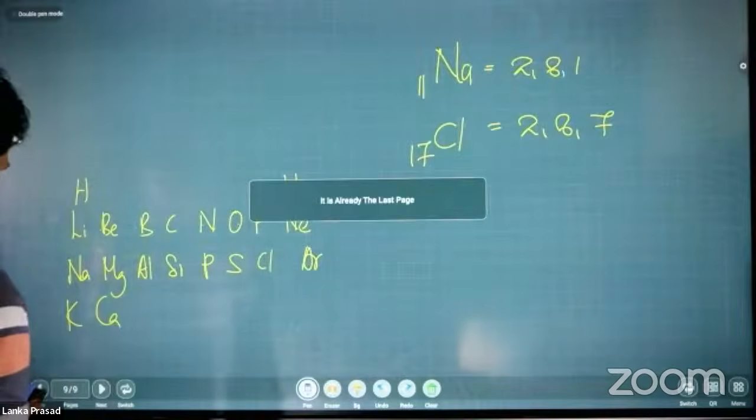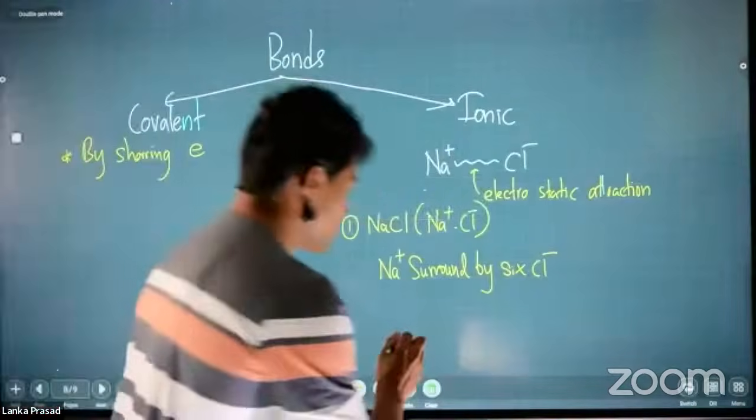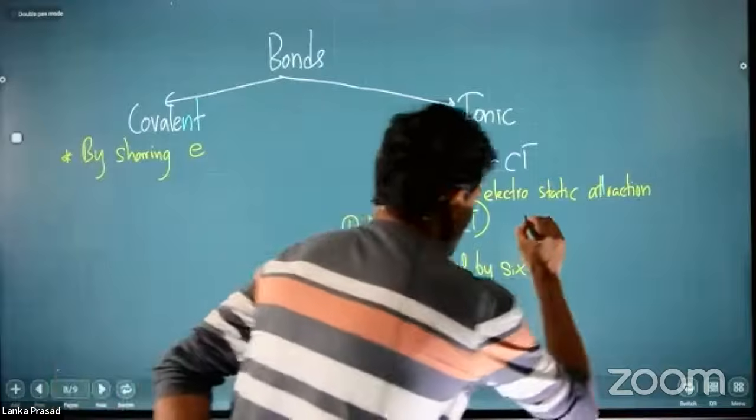Sodium plus there, no? Yes, sodium plus there. Now, sodium plus means, look at it.